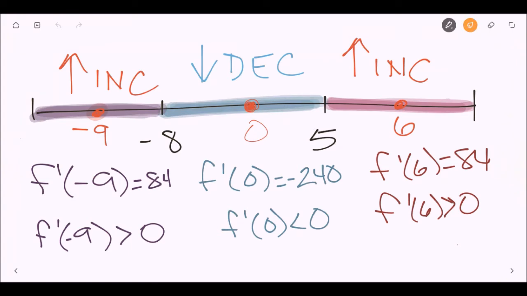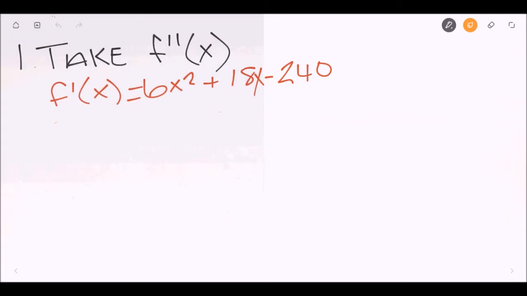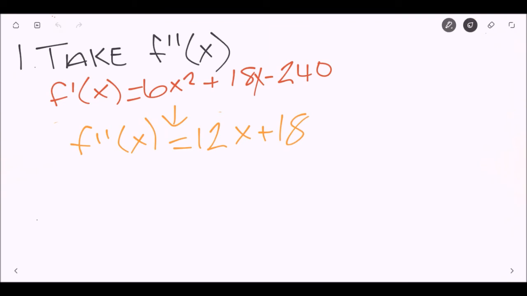In order to figure out if there's any sort of maximum or minimum values within this, we're going to have to take the second derivative of our function. Here's our original function, and if we take the second derivative of that, it's going to give us 12x plus 18. In the same manner that we did the first time, we're going to go ahead and set this equal to 0 and solve.